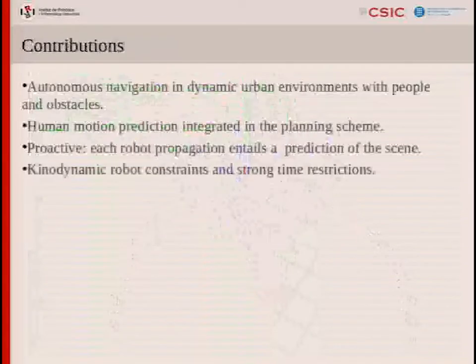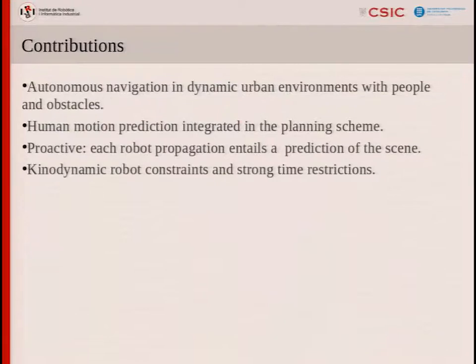And just to summarize the contributions, we have presented autonomous navigation in this dynamic environment. We integrated it with prediction tools, but we went one step further: it's not only integrated with prediction, but we are also doing it in a proactive way. That means that each robot path, each position that we are calculating, also changes the whole prediction scheme of all the persons in the scene.